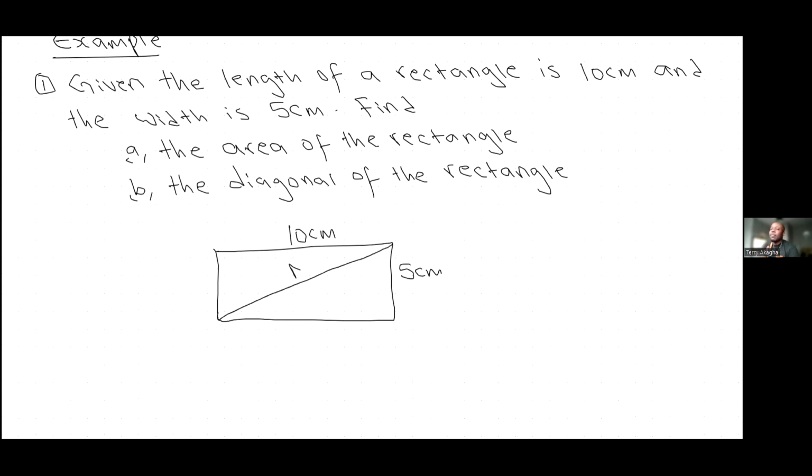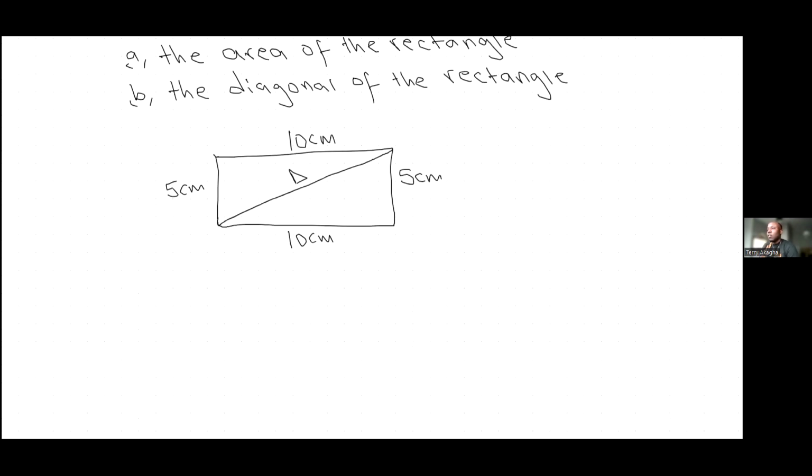But like I said, the diagonal divides the rectangle into 2 equal parts. So that means the first half will be equal to the second half. And also, the 2 opposite sides of a rectangle are equal. So this is also going to be 10 centimeters, and this is going to be what? 5 centimeters.